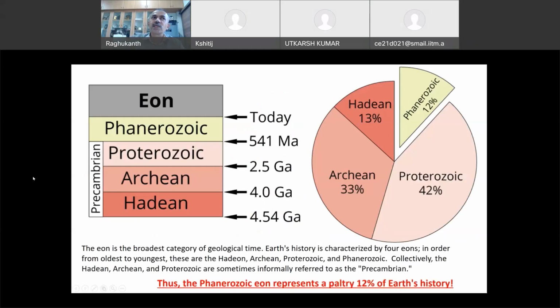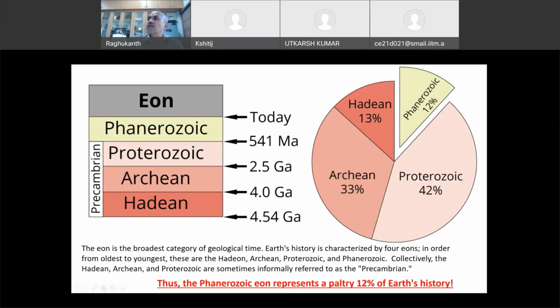So these four eons are the broad time scales: Hadean, Archean, Proterozoic, and then Phanerozoic. These first three combined are called the Pre-Cambrian. Phanerozoic is known as the Cambrian; before Cambrian comes Pre-Cambrian. If you see the whole Earth geological time scale, this is the Phanerozoic, the eon where we are right now.